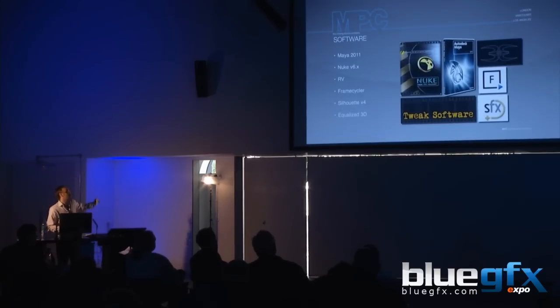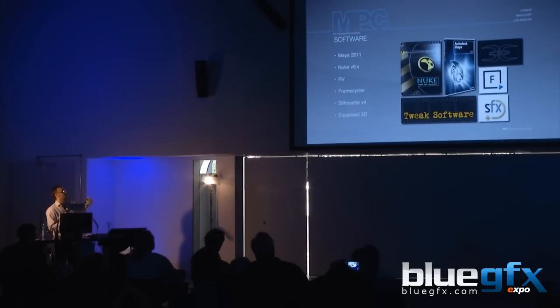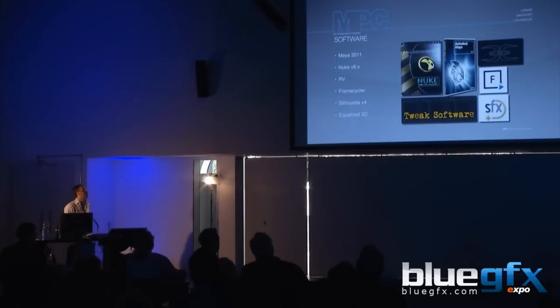The software, you have talks here with Autodesk. They talk about Maya. I say 2011 here because that's our current active version, but obviously 2012 is probably even better. We're using Nuke as a really good 3D frame cycler, silhouette equalizer. Also RV is really good for stereo playback. It's a small company spin-off from the guys working at ILM, and they have a really good player there. We're using that a lot in production.